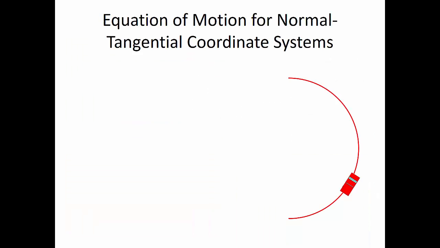To solve these kinds of problems, we're going to look at the equation of motion for normal tangential systems. If you look at a car as it travels around a path, we can figure out what the forces are acting on that car by looking at a Cartesian coordinate system, looking at the accelerations in the x and y direction, and then calculating what the forces are in those directions as well. But it's a little bit easier to solve these problems if we look at them in a normal tangential system.